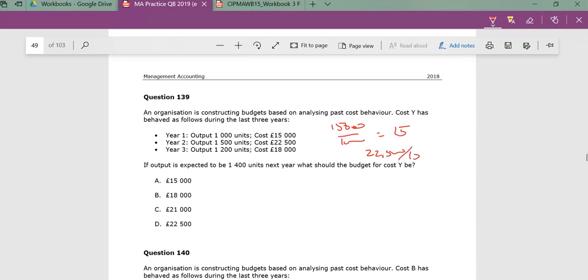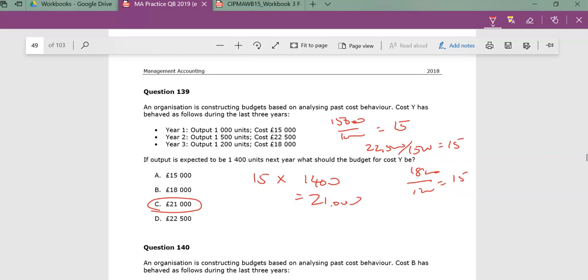22,500 divided by 1,500, we have £15. 18,000 divided by 1,200, we have £15. So it means that each unit costs me £15. Therefore, for 1,400 units, we are looking at 15 times 1,400, and that's 21,000. We have that there, 21,000.